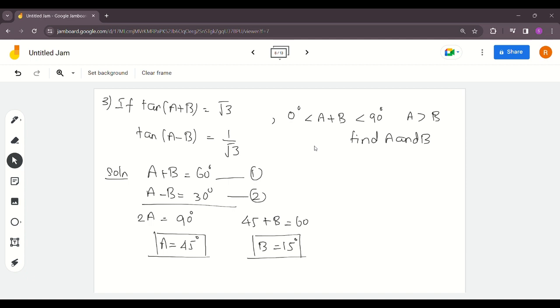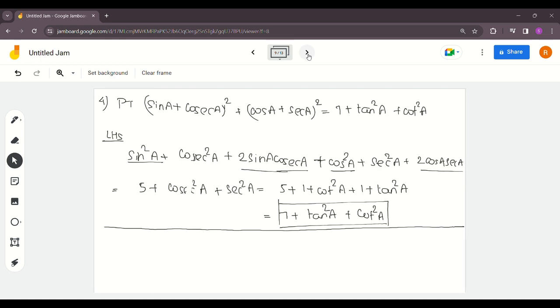A plus B should lie between 0 and 90. If you add both of them, it lies between 0 and 90, and also A is greater than B. So this is the final answer. A is 45 degree, B is 15 degree. Such a simple question. Next one, a proof question I have taken.